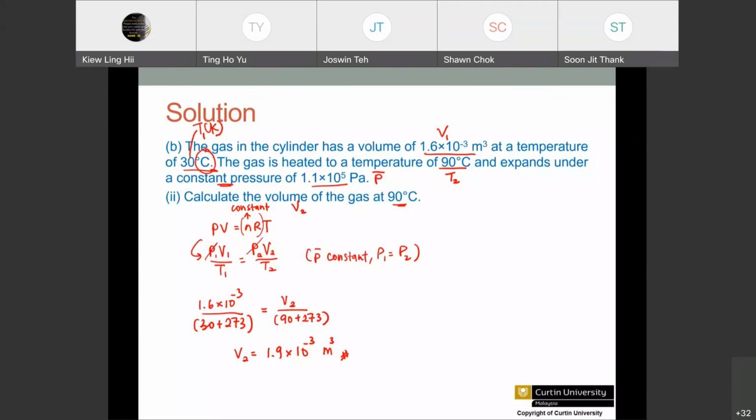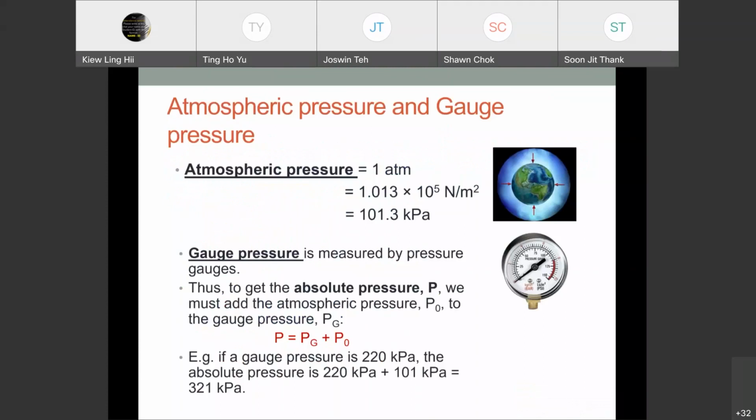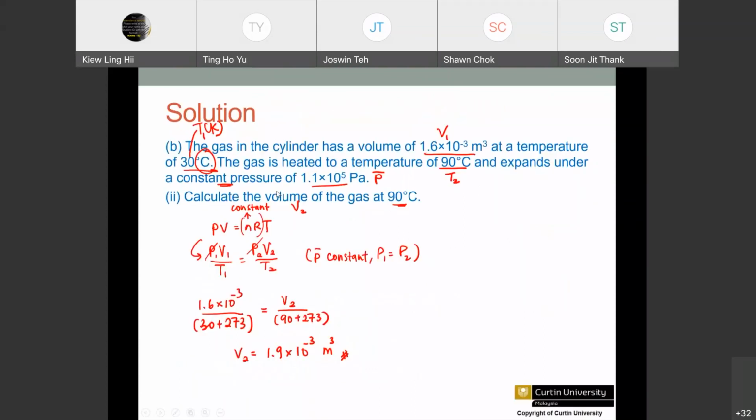So just now we looked at the number of moles. Now let's look at the pressure. Why is P constant? It's mentioned in the question. It's given in the question: the volume is expanded under the condition of constant pressure. So that's why for this scenario only, P is constant.